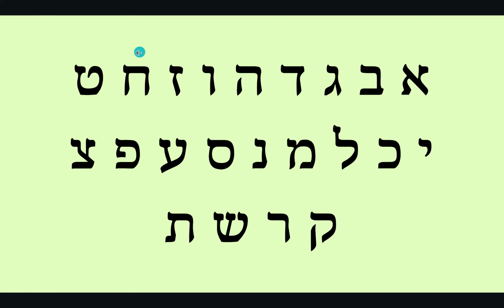Zayin makes a z, Chet is ch, Tet t, Yod y. But Yod can also participate in a vowel like E or I or A or Av, right? It can participate in vowel sounds just like Y in English.